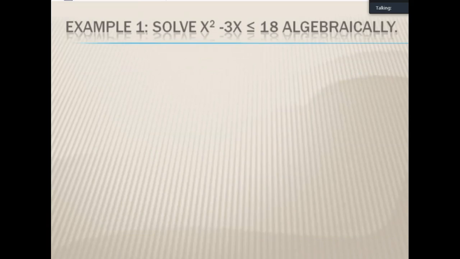Okay. So again, we are solving algebraically a quadratic inequality. This time we have x squared minus 3x less than or equal to 18. So you're going to subtract 18 from both sides, making your quadratic inequality less than or equal to 0, which means we are looking for the roots that are negative.